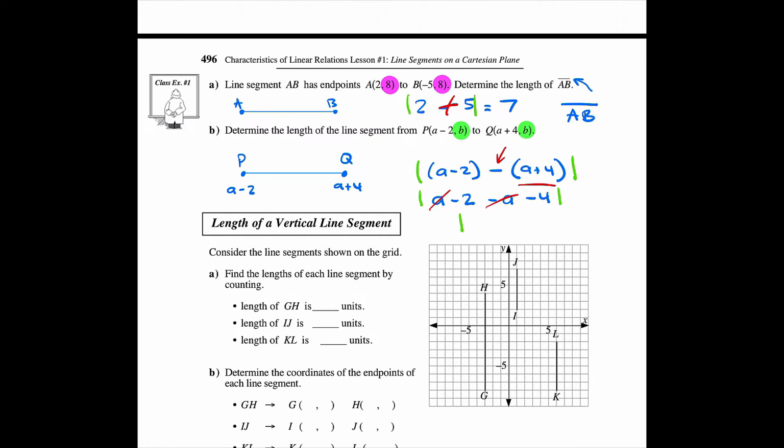So basically I've got the absolute value of negative 2 plus negative 4, which is negative 6. The absolute value of negative 6 is 6. So the length of this line is 6 units long. If they actually gave us the units, we would want to indicate those units as well.